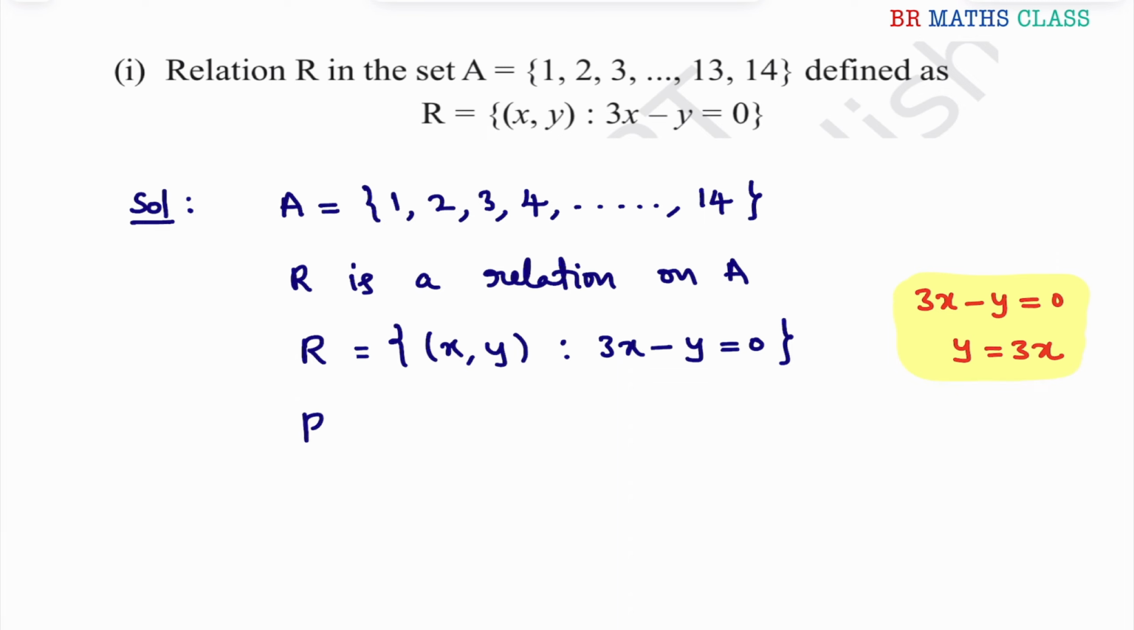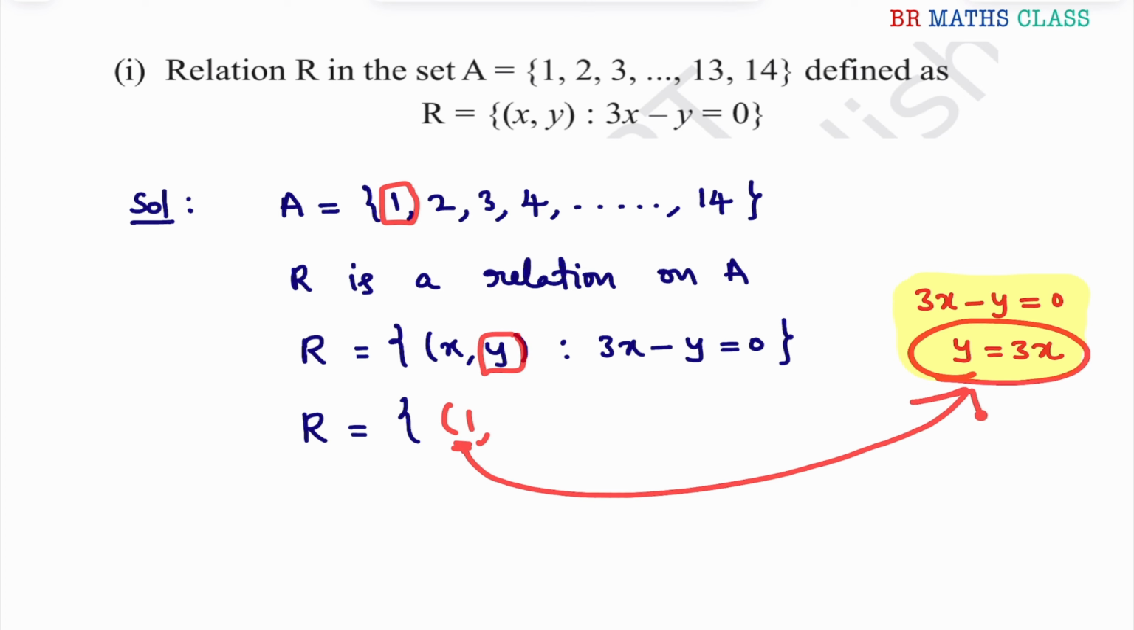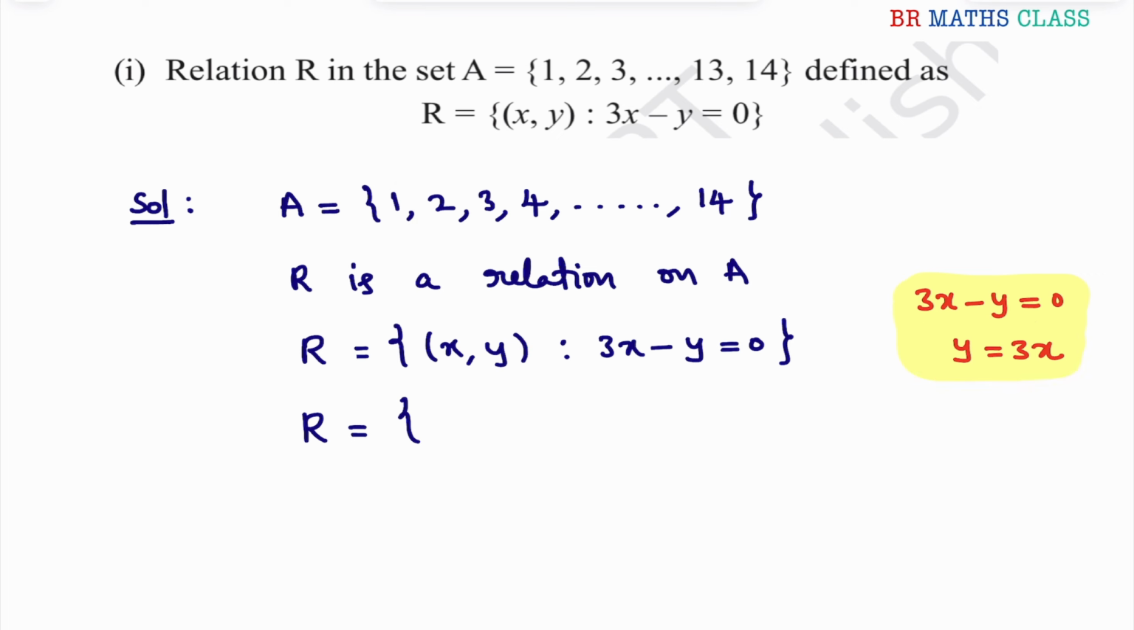I'll start writing this relation in roster method. You know that x is from set A. So I'll take the first element of set A, that is 1. Okay. When x is 1, what is y? As x is 1, you substitute that x value in y equals 3x, right? Put x equal to 1 in this, what you will get? y is 3 into 1. That means y is 3. That means when x is 1, listen carefully, y is 3. So the first ordered pair we get is 1 comma 3.